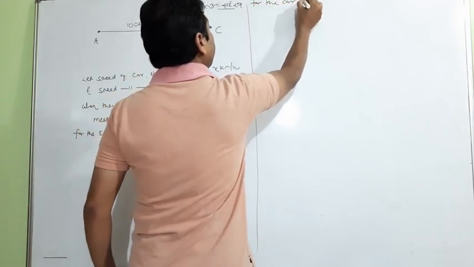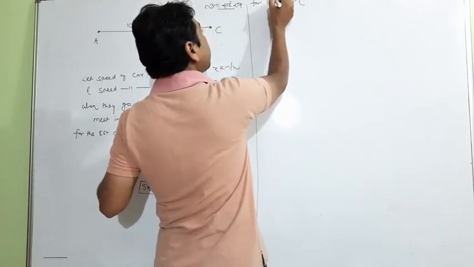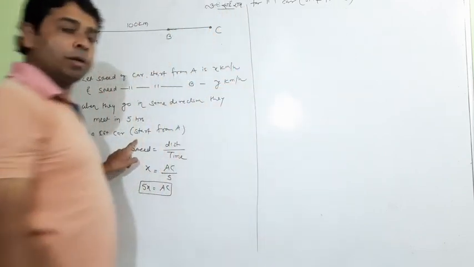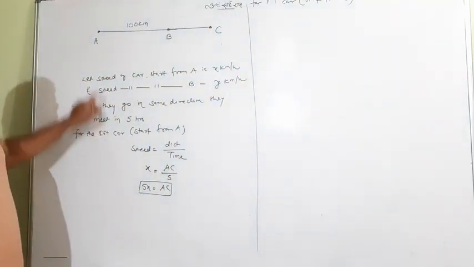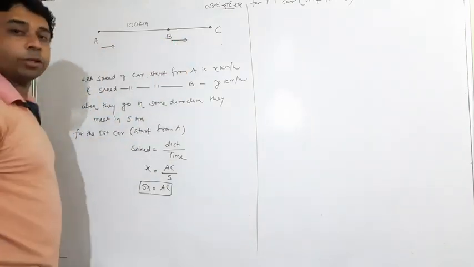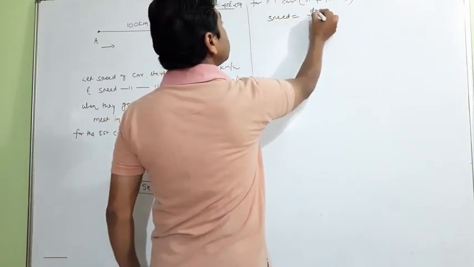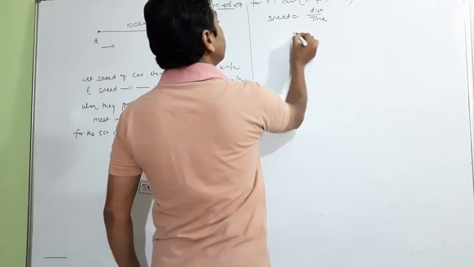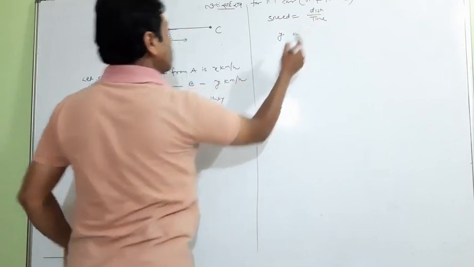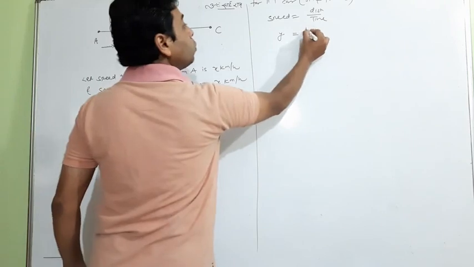for the car which starts from B, the second car which starts from place B. For the first car start from A, for the second car start from B. Both are traveling in the same direction. So again I write speed equals distance upon time. What is the speed of the car which starts from B? y kilometers per hour. What is the distance it has traveled from B to C? From B to C, BC.